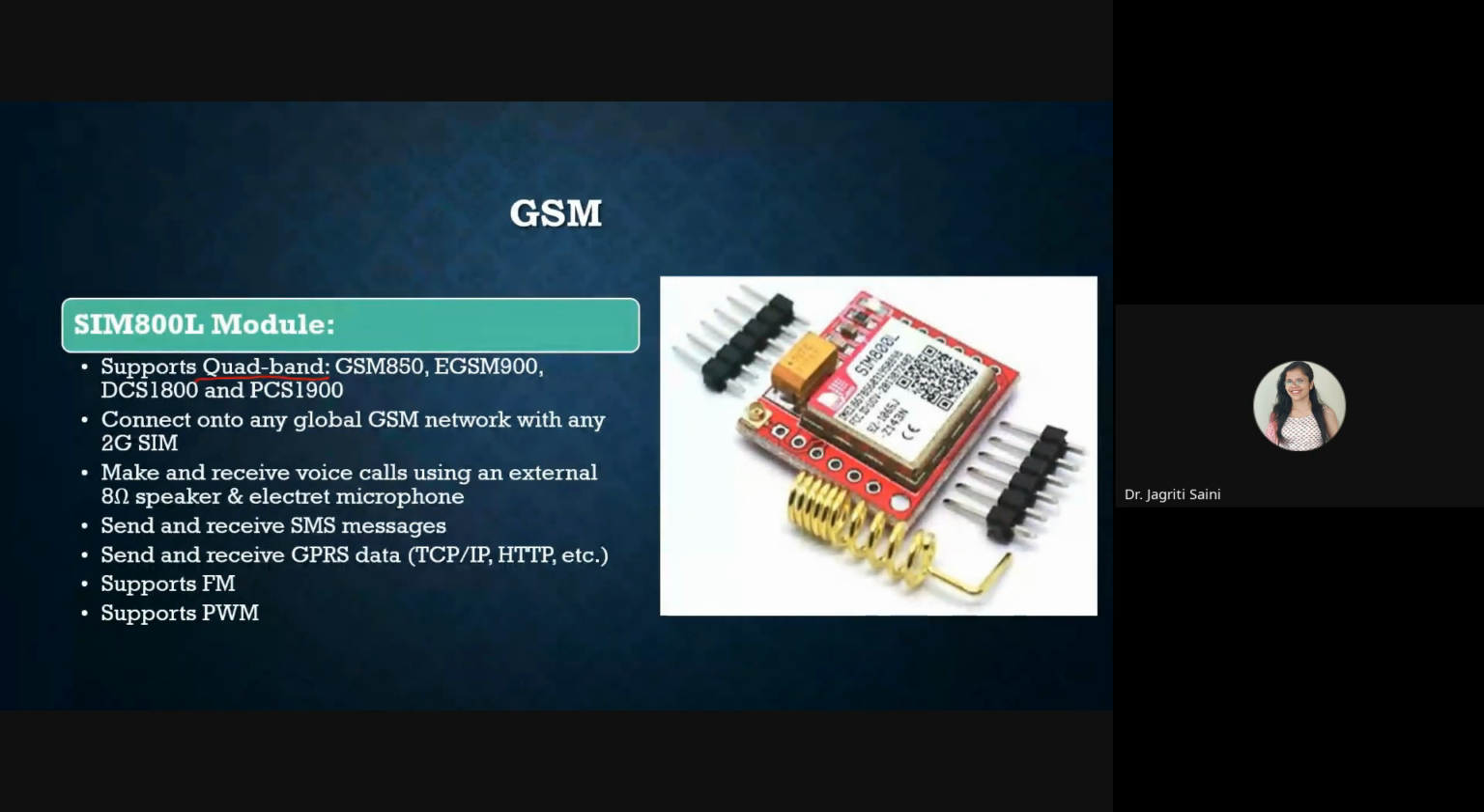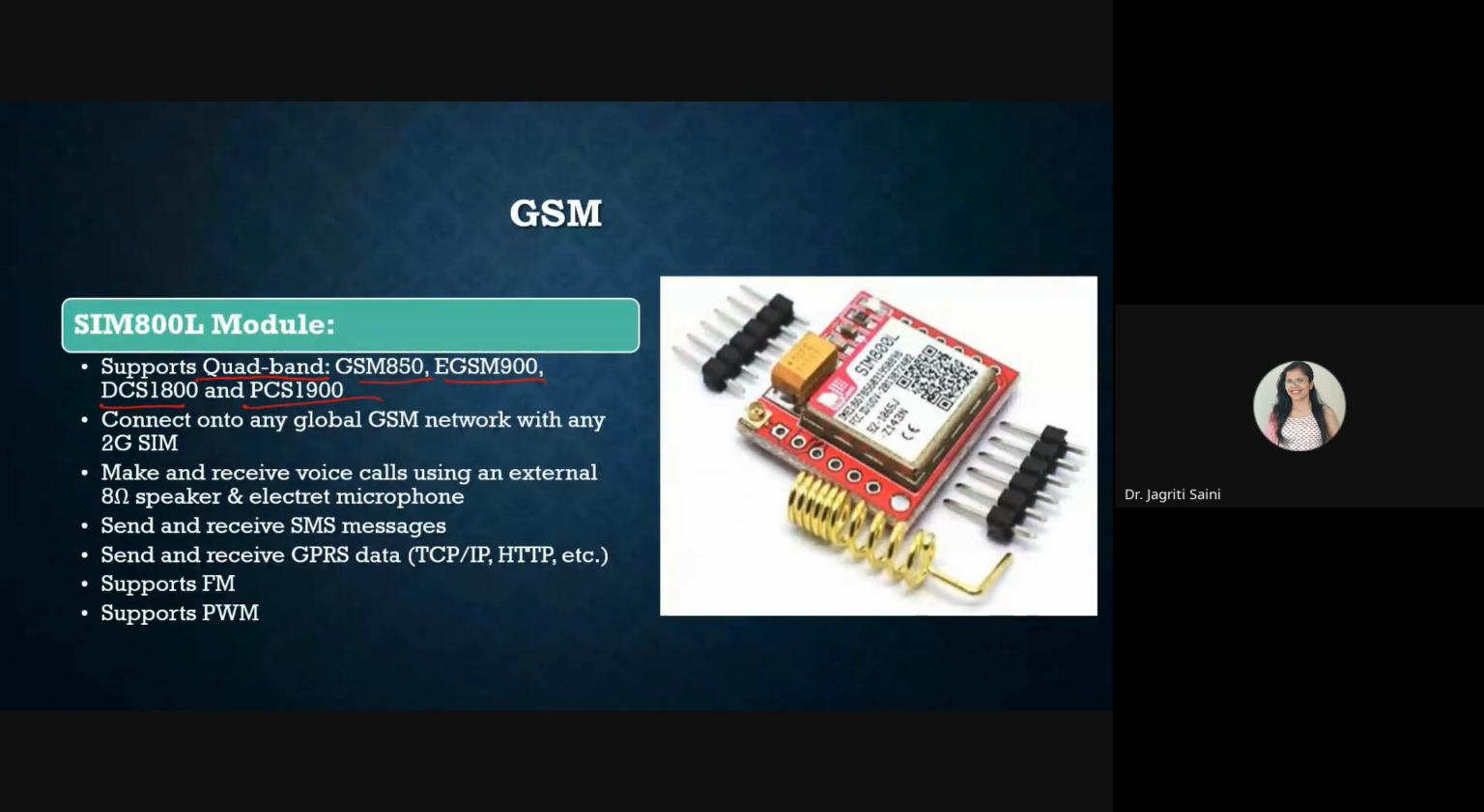This tiny chip can work on GSM 850 band, EGSM 900 band, DCS 1800 band, as well as PCS 1900 band. So it means almost in majority of countries, this can work easily, irrespective of which network they are following or which quad band operation they are following. This can be connected to the respective network easily.